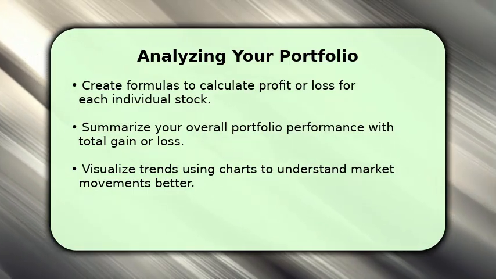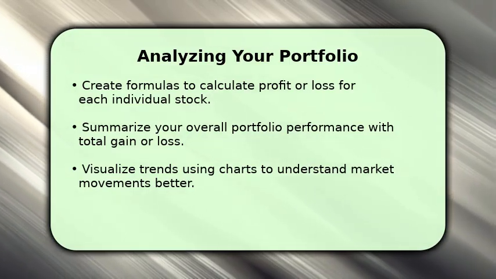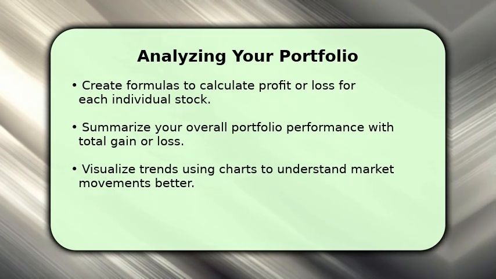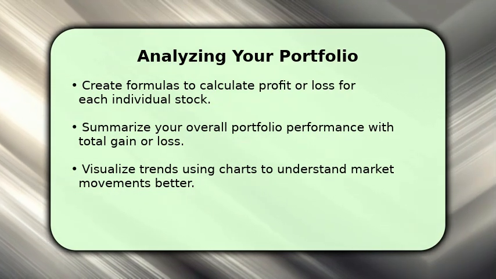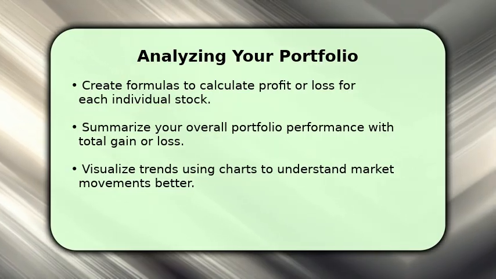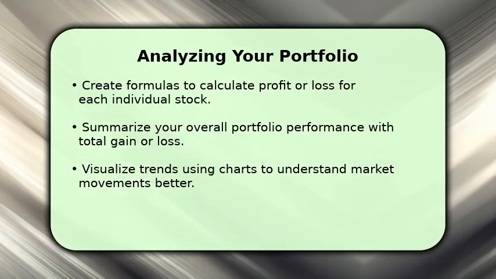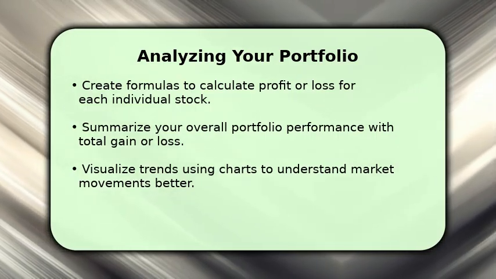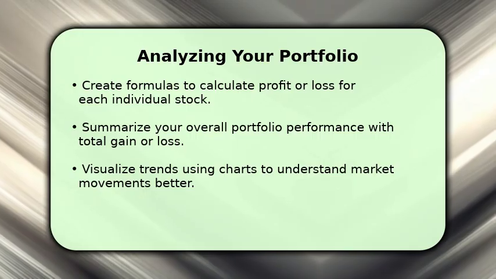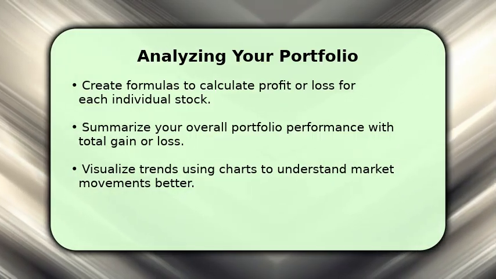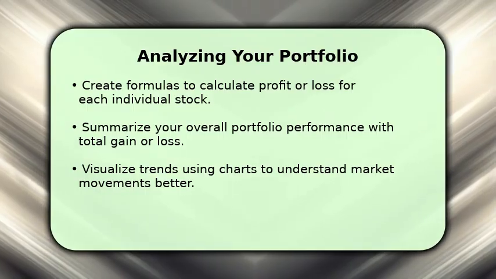Now, let's focus on performance tracking. You can calculate your profit or loss for each stock by subtracting your purchase price from the current price and multiplying by the number of shares. Summing these individual gains and losses will give you your total portfolio performance. Consider adding a column for percentage change to quickly see how well each investment is performing relative to its cost. This analysis helps you make informed decisions.